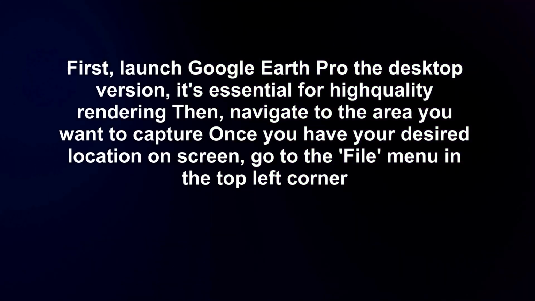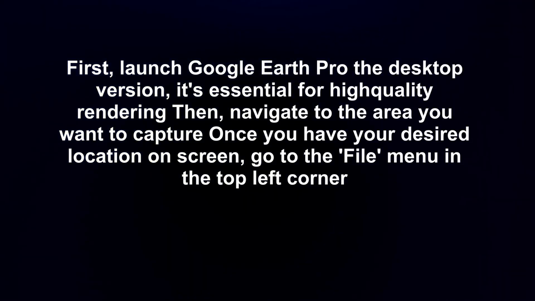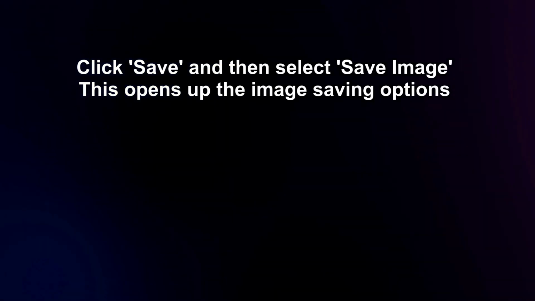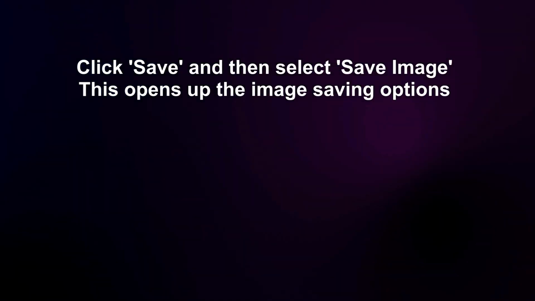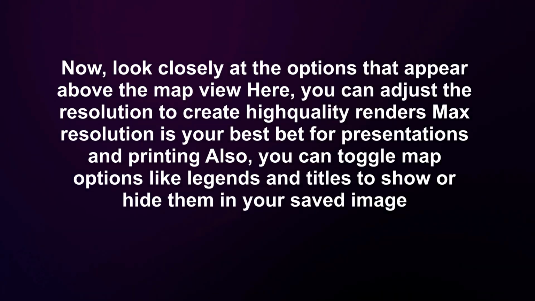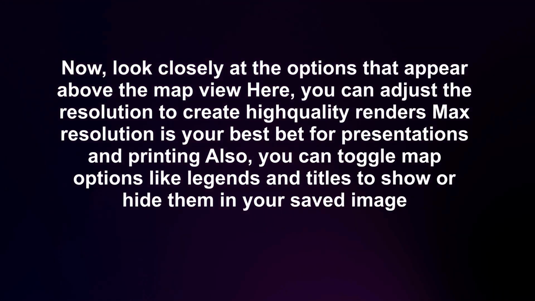Once you have your desired location on screen, go to the File menu in the top left corner. Click Save and then select Save Image. This opens up the image saving options. Now, look closely at the options that appear above the map view here.